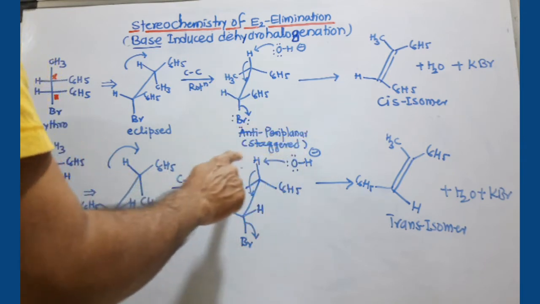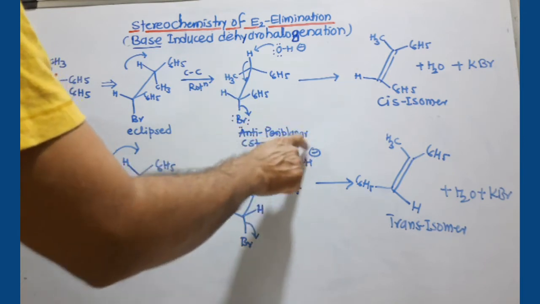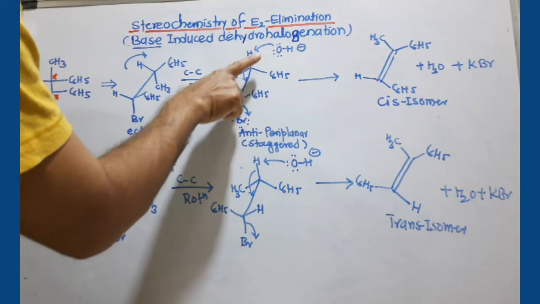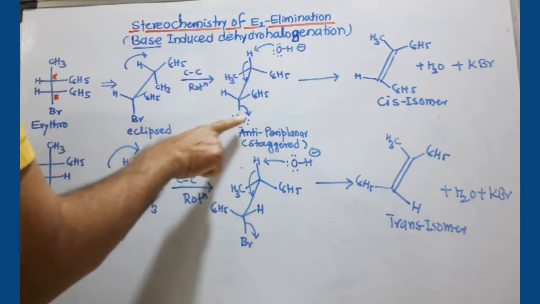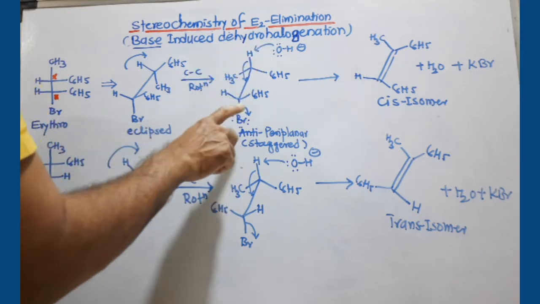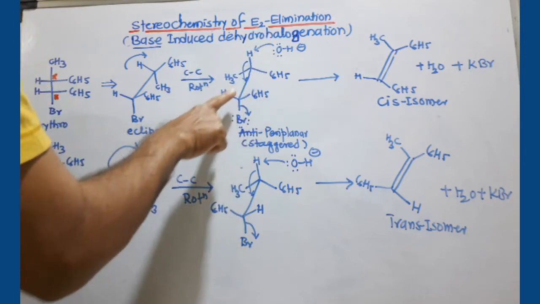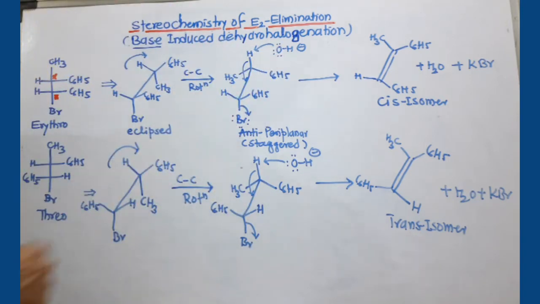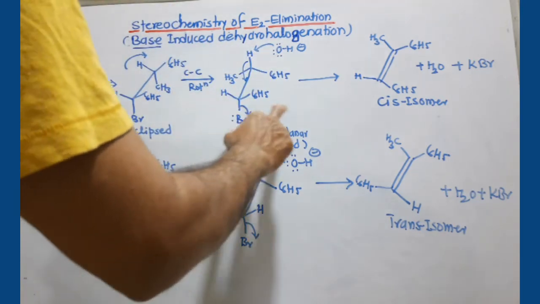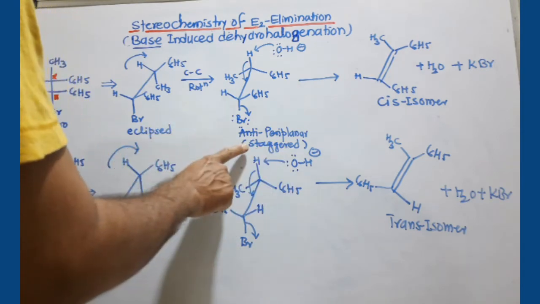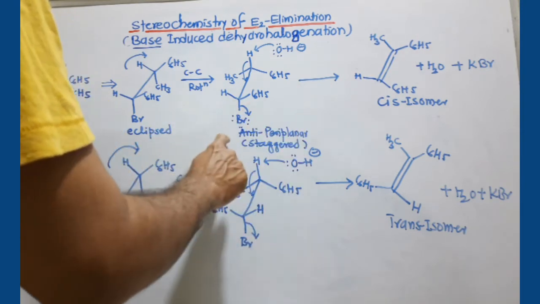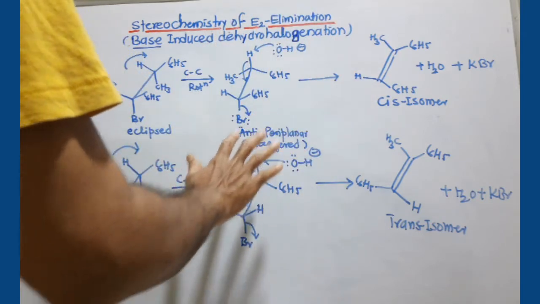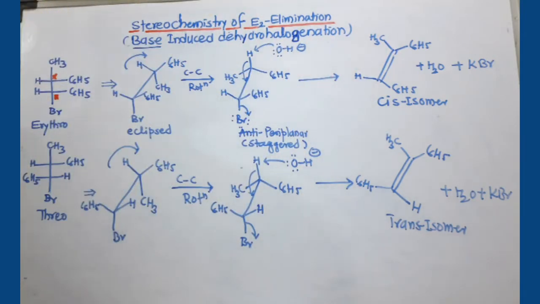So this is the anti-periplanar arrangement, where you can see all bonds are not coinciding. Not a single bond is coinciding with another bond. They have a certain dihedral angle, which is not zero. Because of this, the eclipsed conformation is converted to staggered, and while doing so we have got the anti-periplanar arrangement, which is preferred by the base for the elimination.